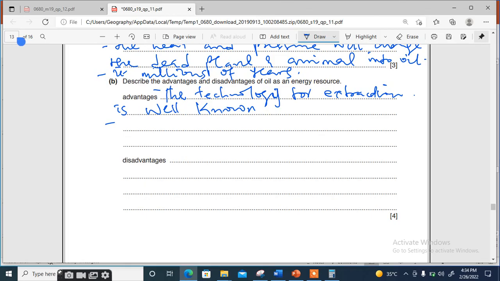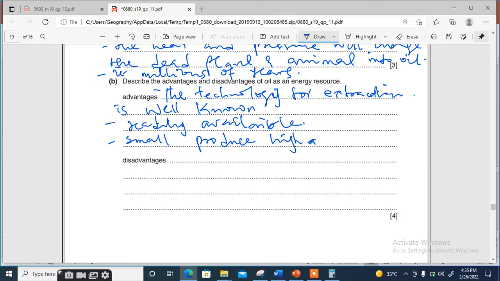You can have things like it's readily available. Readily available. You can also say a small amount produces a high amount of energy. Small produces high amount of energy. That's its advantage.